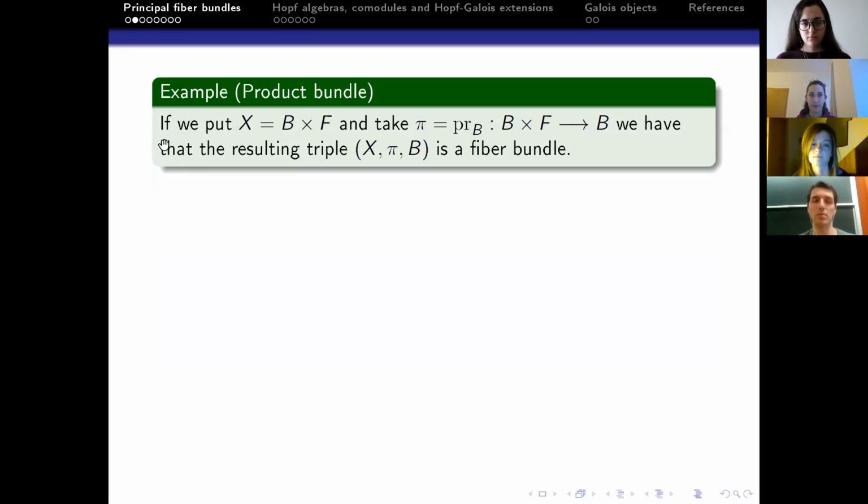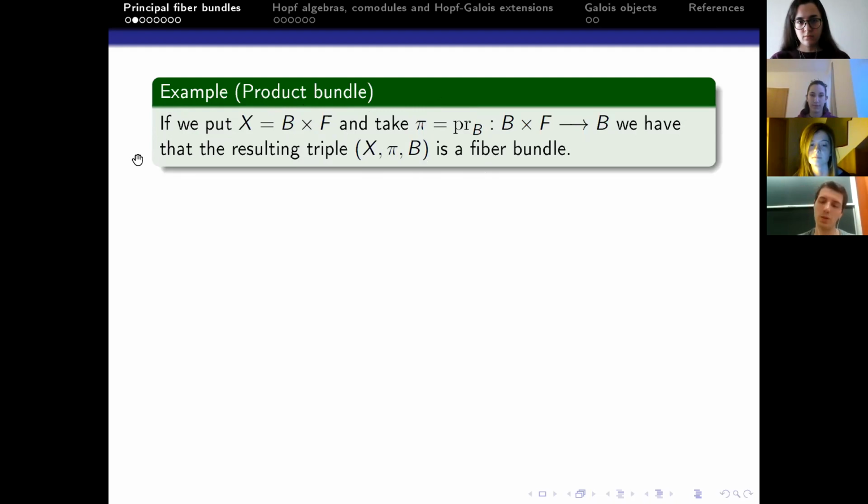Okay, the first example of a bundle is just the direct product, or the Cartesian product if you want, of 2 spaces, B and F, in this case topological spaces. If we take the map pi to be the projection onto the first factor, we have that the triple X, pi, B is a fiber bundle, and we call this bundle the product bundle.